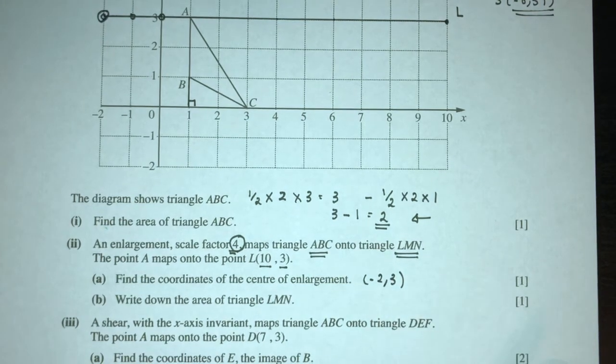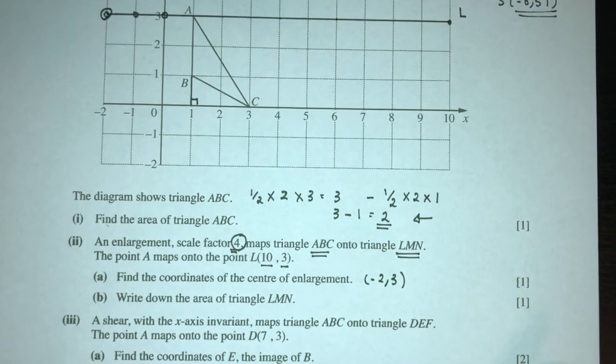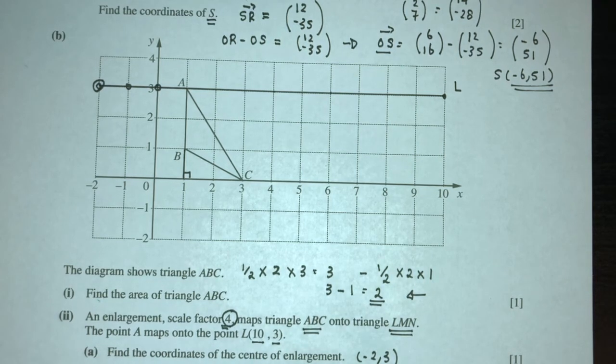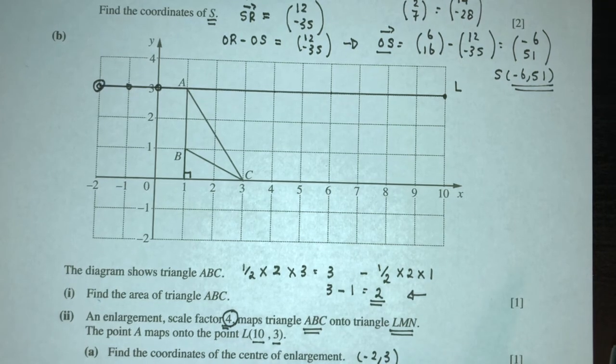Now for part B, write down the area of the triangle LMN. Okay, so the sides have increased by a factor of 4, but the area will be increasing by how much? So you have to think. If you don't know what it is, you can always draw something to help you to understand.